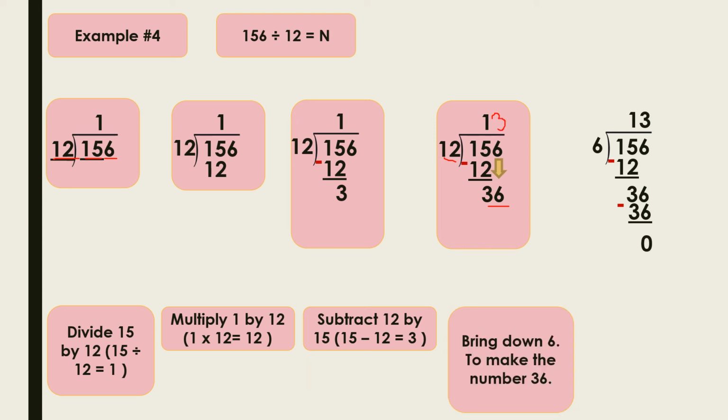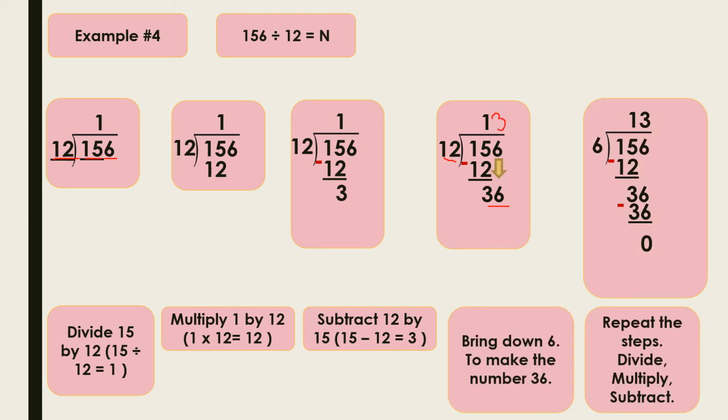So bring down to make the number 36. After that, you repeat the steps: divide, multiply, subtract, until there is no number here. If there is no number here after the 6, then your process is ended. Okay? Therefore, your answer is 13.